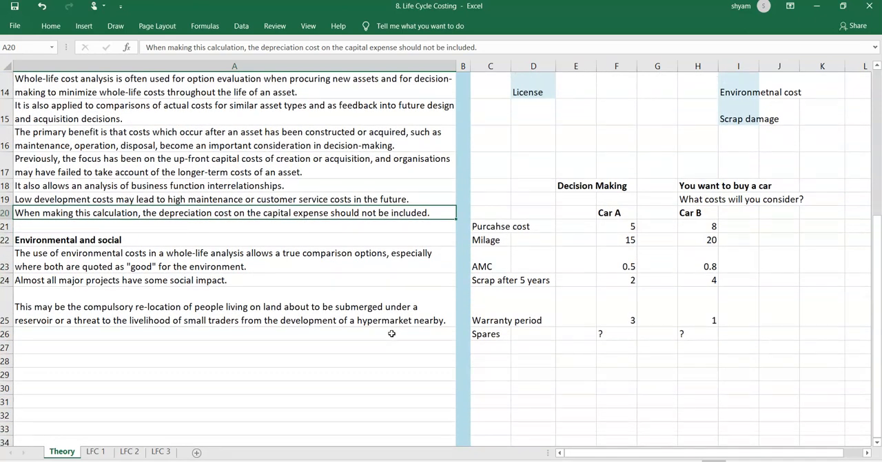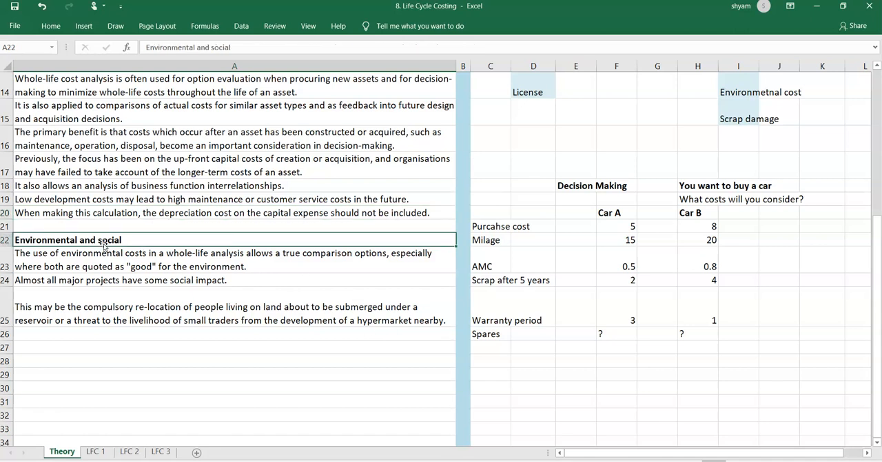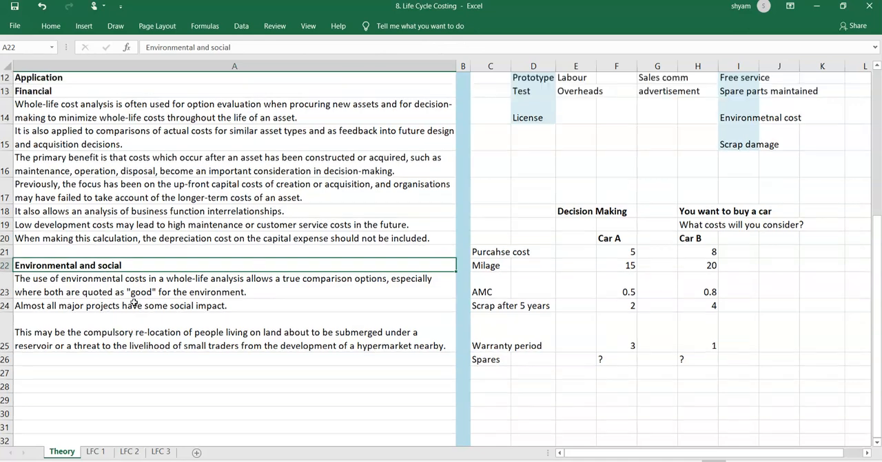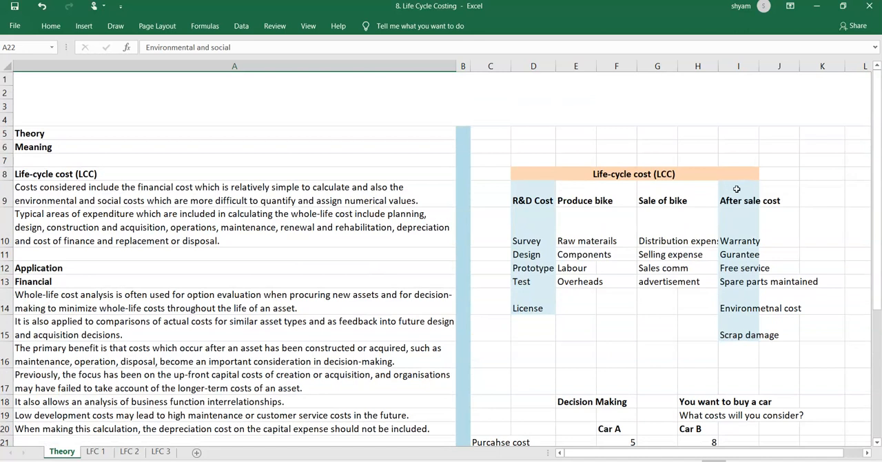So don't include the depreciation, he says. Okay, so this is about the concept here, and this concept can be applied to environmental costing also. We could also extend it to environment. So for example, in after sale we also consider the environmental. Okay, you can extend this concept there also.